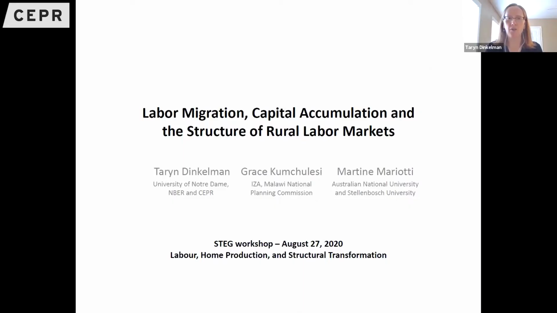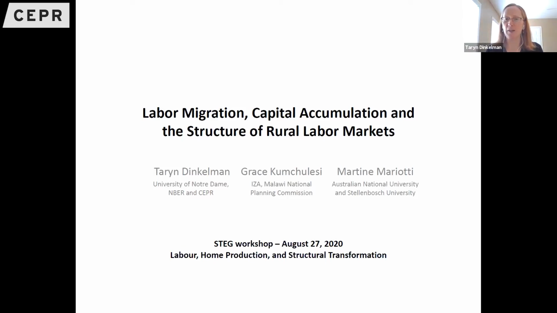I'm going to shift gears a little bit here. So this paper is an empirical paper, and it's work that has been ongoing with a couple of co-authors, Grace Kumchulesi, who's currently an economist at the Malawi National Planning Commission, and Martine Mariotti, who is an economic historian at Australian National University. And so this paper, it's going to connect with the labor part of our theme and hopefully the structural transformation part of our theme.